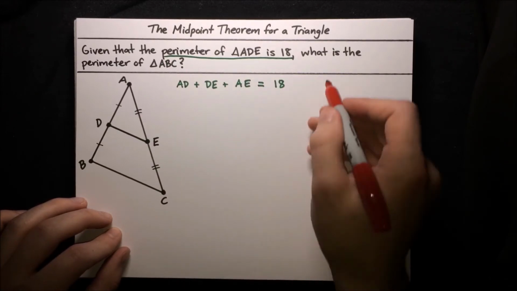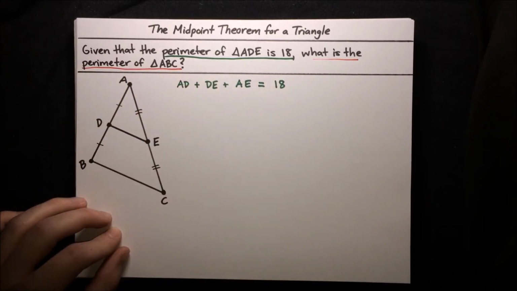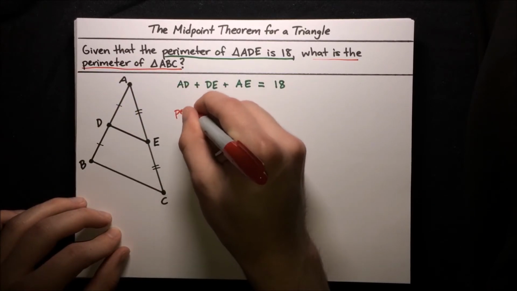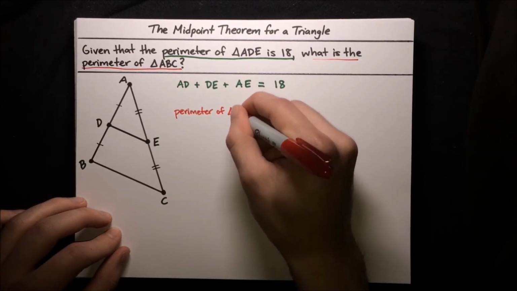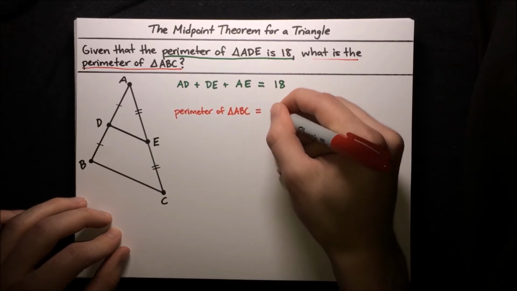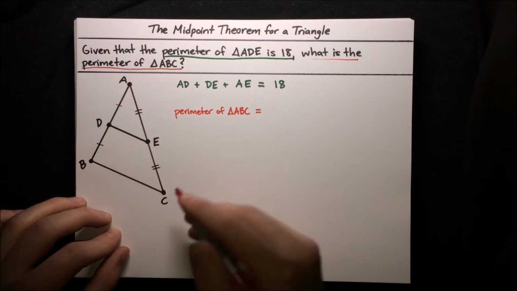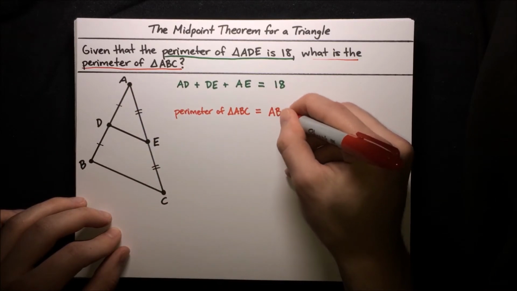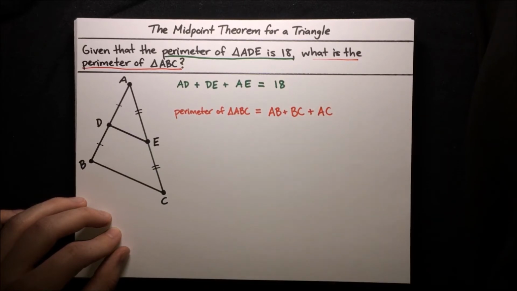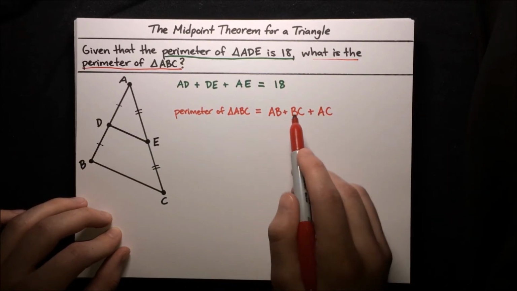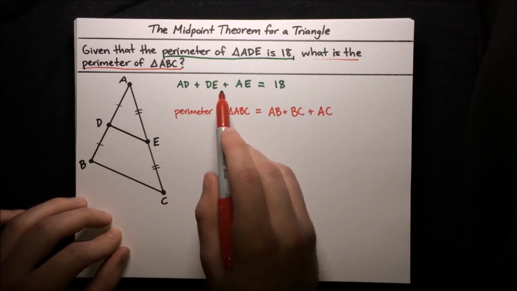Now let's also translate the part that says what is the perimeter of triangle ABC. So the perimeter of triangle ABC is equal to the sum of the sides. So AB, BC, and AC. So let's write that out. AB plus BC plus AC. So let's see if we can get these sides, AB, BC, and AC, in terms of these sides which we know a bit about, AD, DE, and AE.